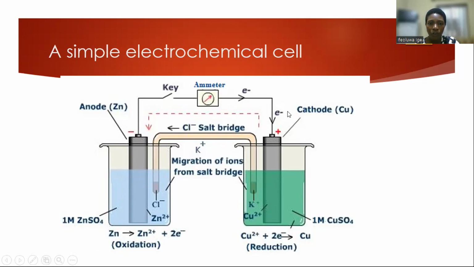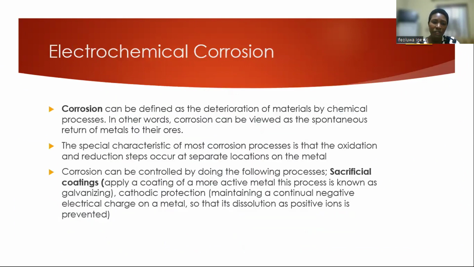So this is the flow of electron. Electron flows from the anode side to the cathode side. So this setup is what we call a simple electrochemical cell, where oxidation reduction reaction takes place. That is where redox reaction takes place.